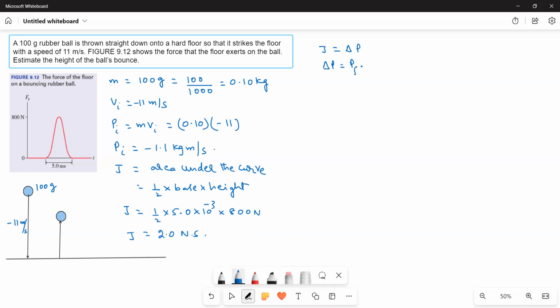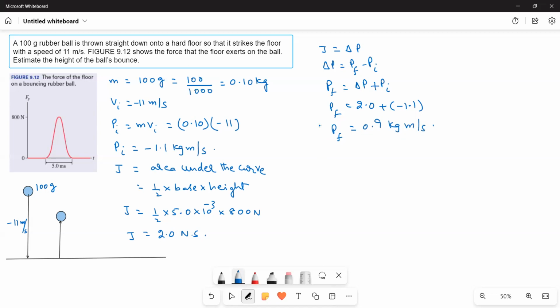And from the impulse momentum theorem, J is equal to delta P, where delta P is the change in momentum, Pf minus Pi. Therefore Pf is equal to delta P plus Pi. Now J is equal to delta P, so we know J, that is equal to 2. This is 2 plus minus 1.1. Therefore Pf is equal to 0.9 kilogram meter per second.